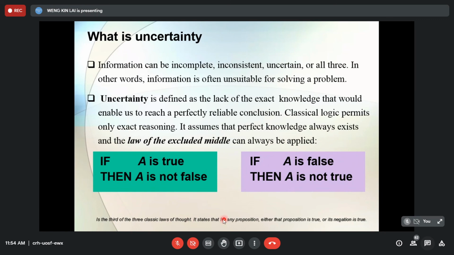So it basically states that for any proposition, if A is true, for example, this proposition, then either that proposition is true or its negation is true. So you can see here, if A is true, of course, I can say A is true, right? So nothing much, but the negation of this, A is true, then A is not false. So actually, it's a negation of this. It's also true.